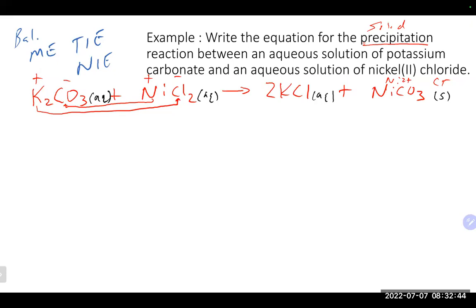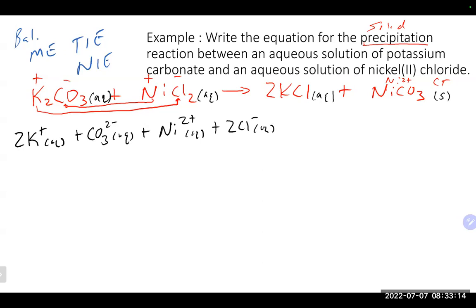We can now write our total ionic equation. We would break apart our first guy, the 2 potassium. The 2 would again come to the front there, and we would have 2 potassium ions plus 1 carbonate ion as that first guy breaks apart. Our nickel 2 chloride would also break apart again into a nickel with a +2 charge. And the 2 for the Cl will come to the front in this equation and tell us we basically have 2 chloride ions floating around, also aqueous here.